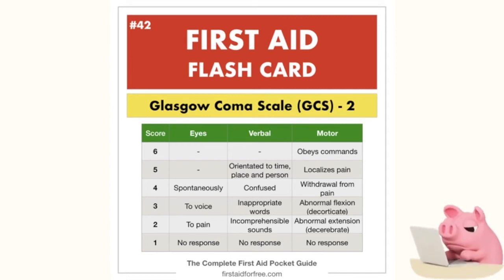Now, class, the highest score for GCS is 15, the lowest score is 3. The patient is considered to be in a state of coma if the GCS is 8 and below. Class, the lower the score for GCS, the poorer the prognosis of your patient. Again, the lower scores would indicate poor prognosis on the part of the patient.